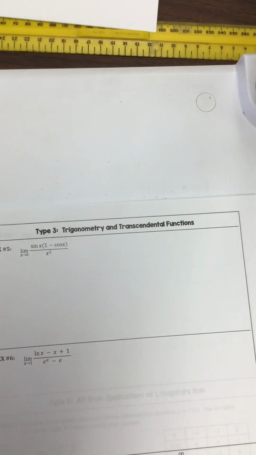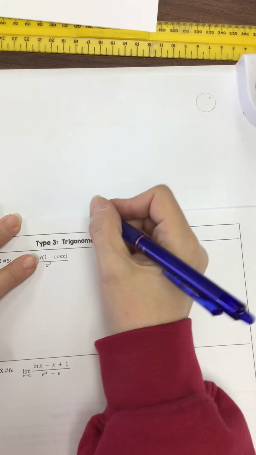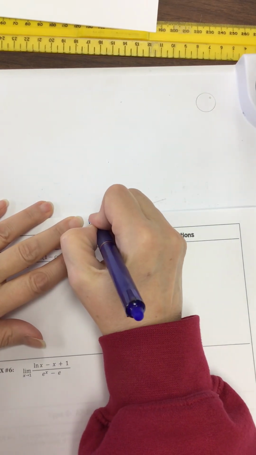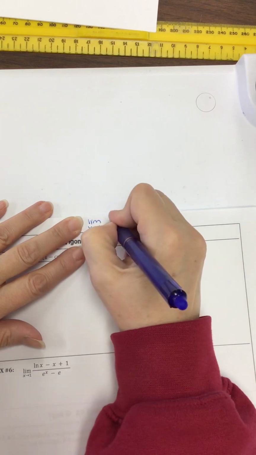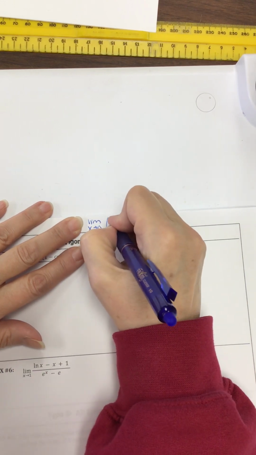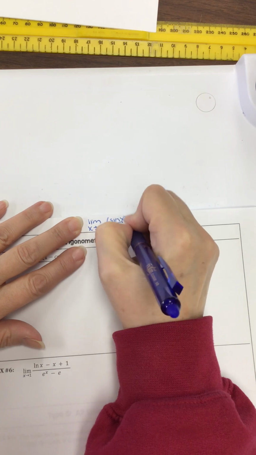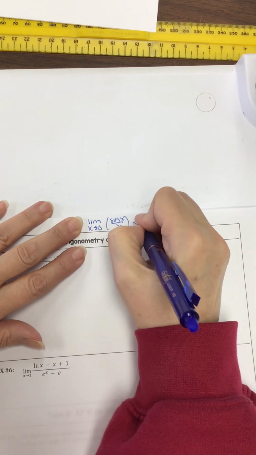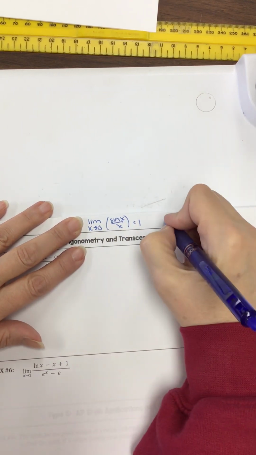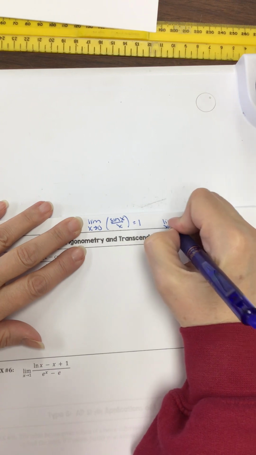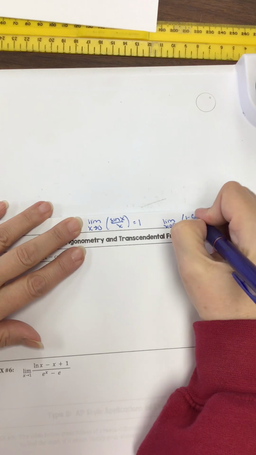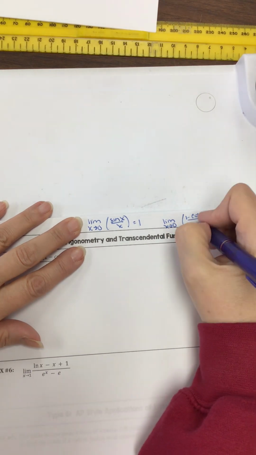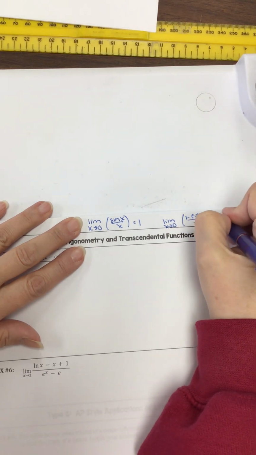All right, transcendental functions. So there's 2 special limits. Do you remember the 2 special limits? The limit as x approaches 0 of sine x over x equaled 1. And then the limit as x approaches 0 of 1 minus cosine x over x equals 0. You were close. I just had the two switched.